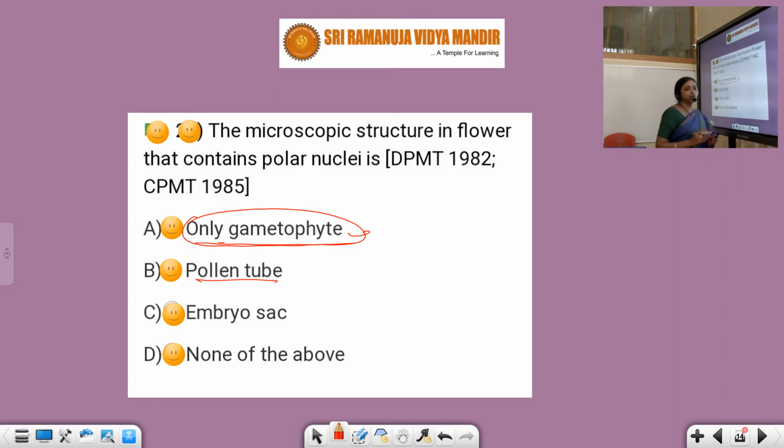The pollen tube is formed by the pollen grain when the pollen grain falls on the stigma, and inside the pollen tube the generative nucleus divides and forms 2 male gametes. So the polar nuclei are not found there.